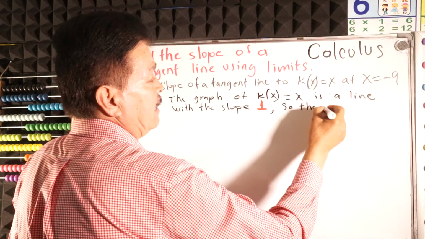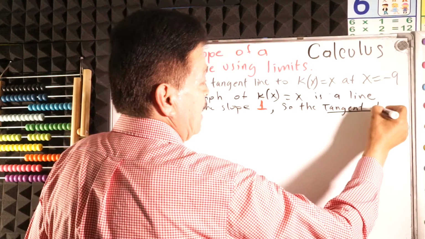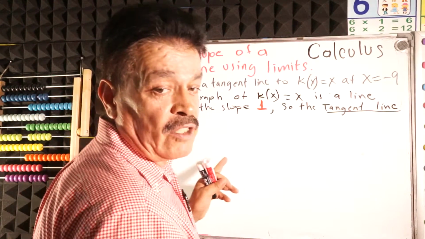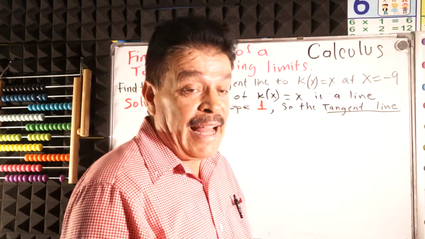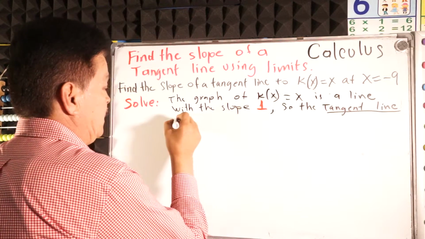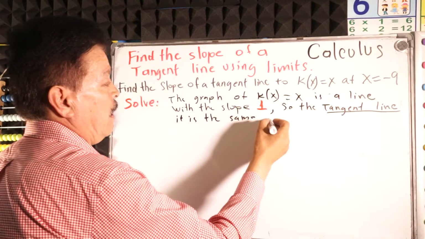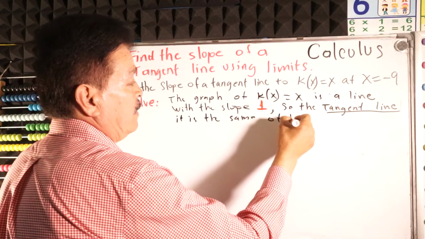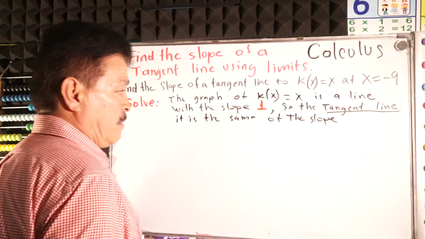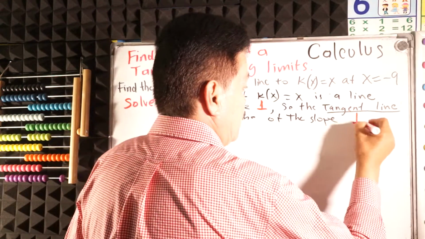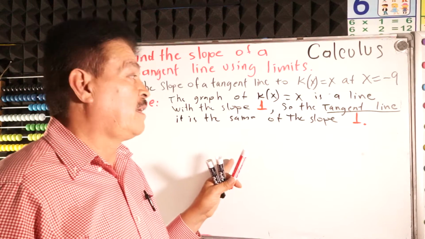The tangent line is the same line with the slope 1. That is a couple of the data right now.